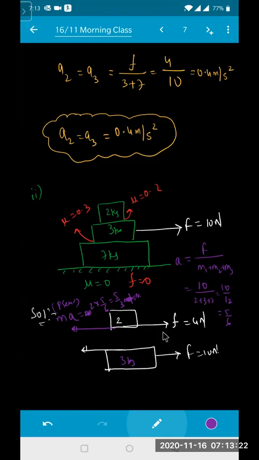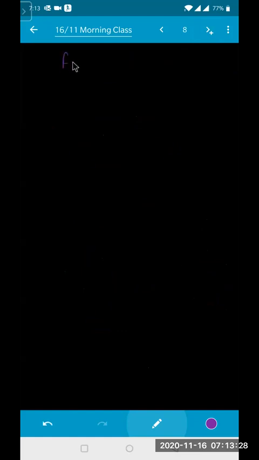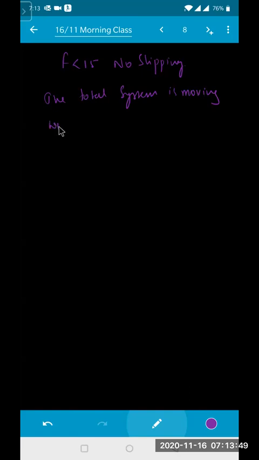So there will be no slipping right now because on 7 kg, there is no friction. So the total body is moving right now. Your applied force is lesser than 15. So that means there is no slipping. That means the total body is moving with what acceleration, beta? Common acceleration. The total system is moving with your common acceleration.